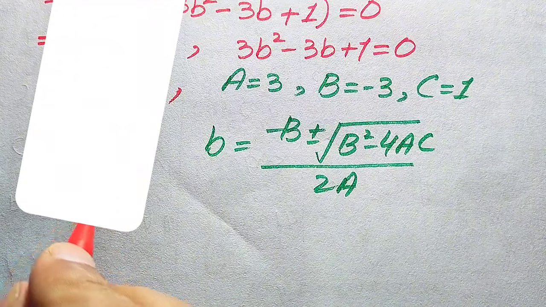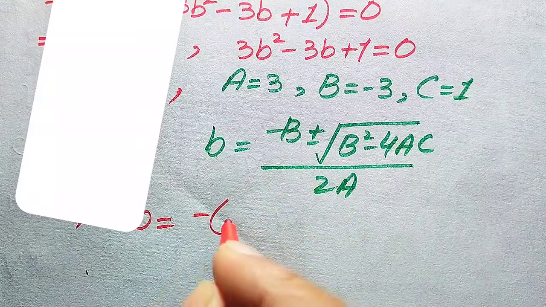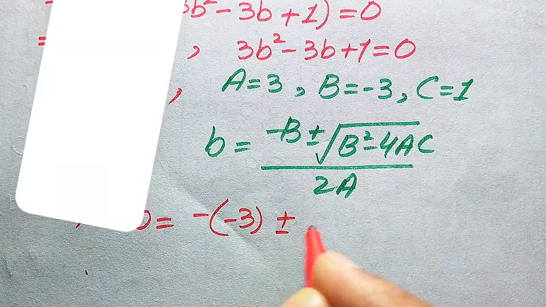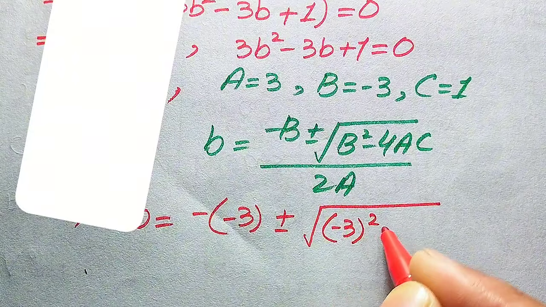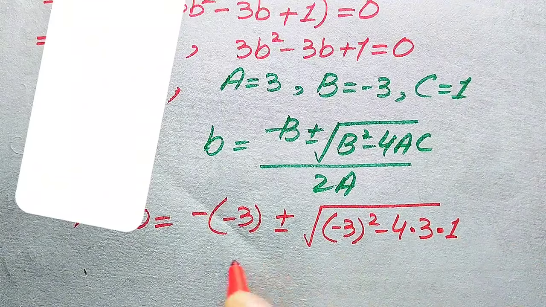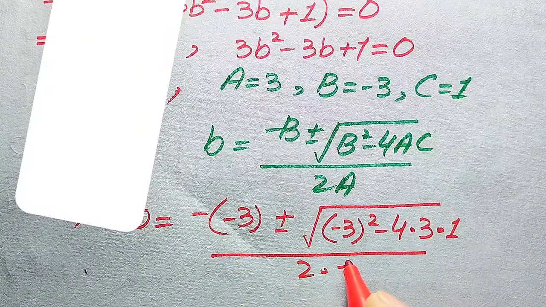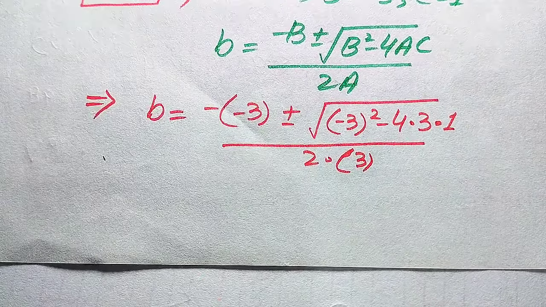Now we need to substitute the values of a, b and c here. After substituting the values it will be written as b is equal to minus b, the value of b is minus 3, plus minus square root of b squared, b is minus 3 squared, minus 4 times a is 3 and c is 1, and it is divided by 2 times a, and here our a is equal to 3.